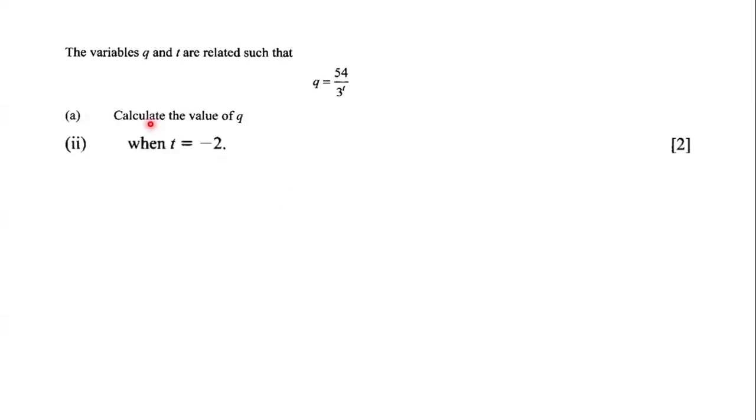Next, it says calculate the value of Q when T is equal to -2. And so we have this formula. And notice here that T is equal to -2. So wherever we see T, we put -2. So we put -2 here because T is equal to -2.